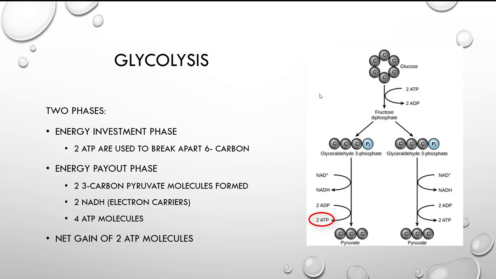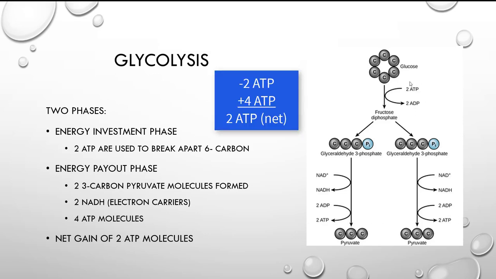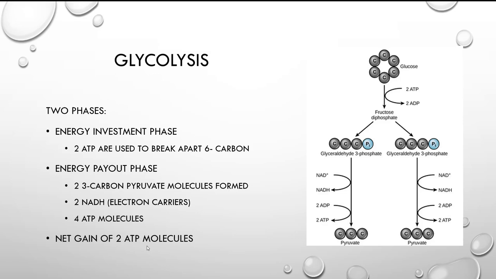So in the end, we end up with 2 pyruvate molecules, 2 energy carriers, NADH, and 4 ATPs. If we end up with 4 ATPs, but we started out using 2, we have a net gain of 2 ATP molecules. So that's it for glycolysis.